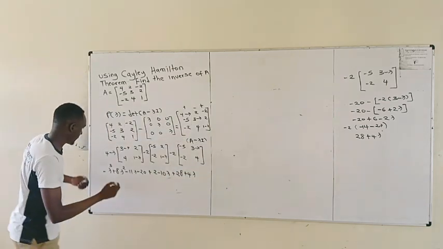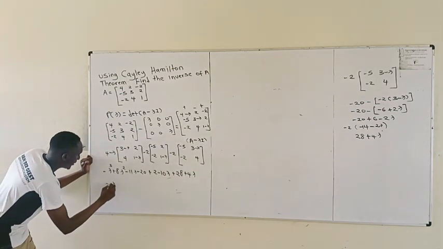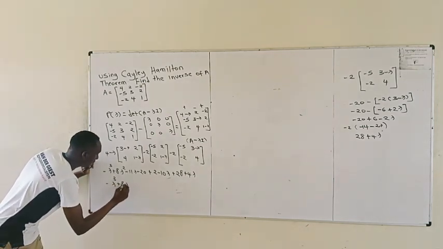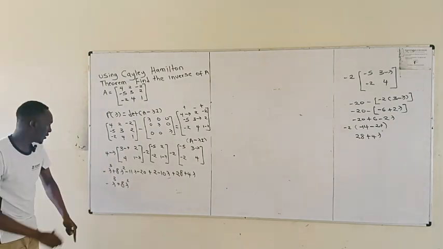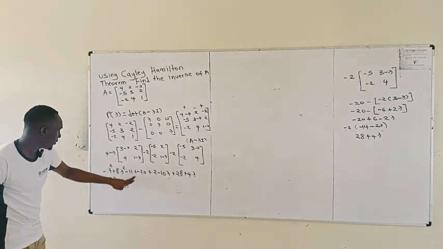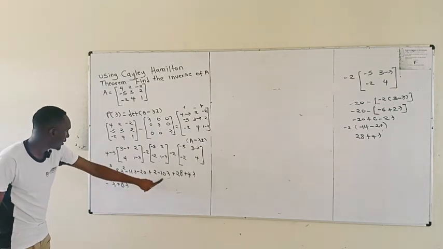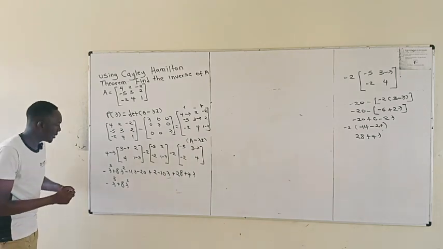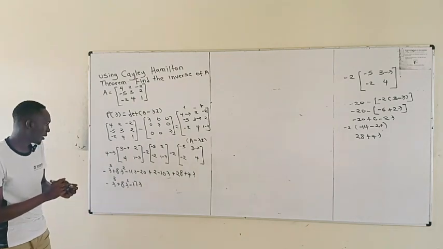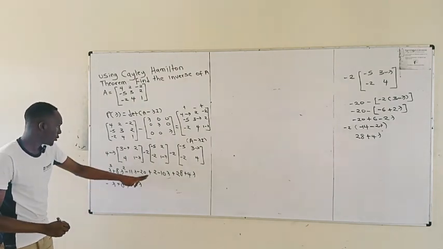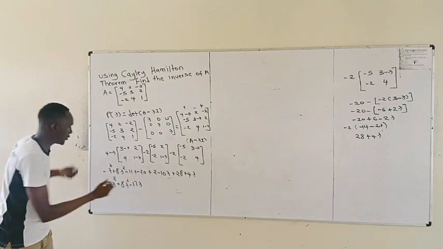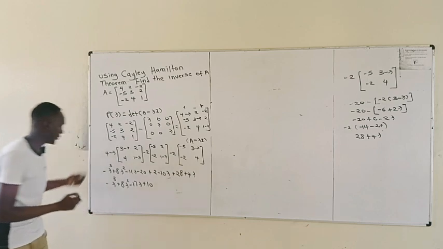The highest power is minus lambda power 3, followed by plus 8 lambda squared. Then we have minus 11, minus 11, minus 10 plus 4, which will be minus 17 lambda. Then we have 2 plus, we have minus 20 plus 2 plus 28, which will be plus 10.